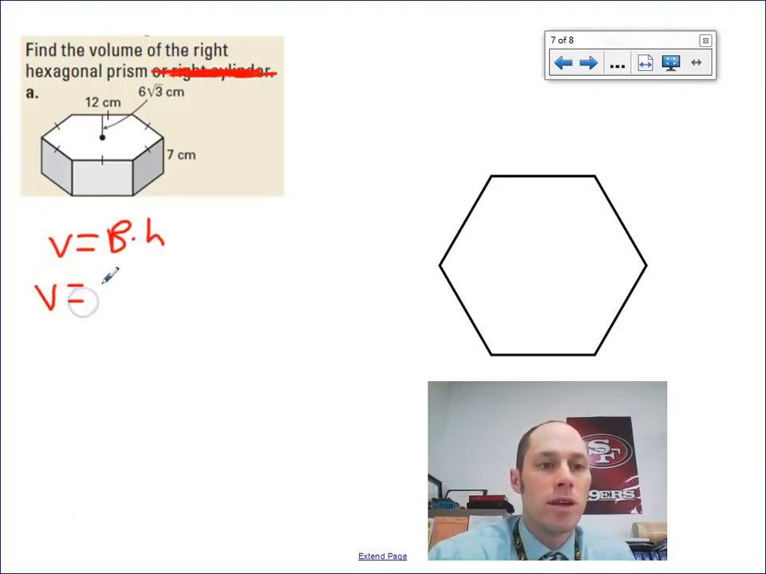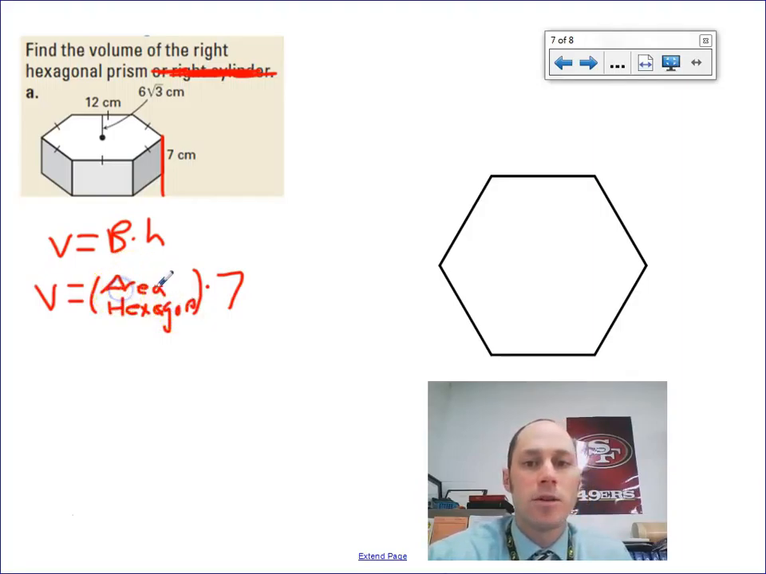So the tricky part will be the area of the base. So area of the hexagon. And then the height, we should know already. The height between the two hexagons is 7. So see if you can figure out how to calculate the area of the hexagon. When you're ready for an explanation, restart the video.